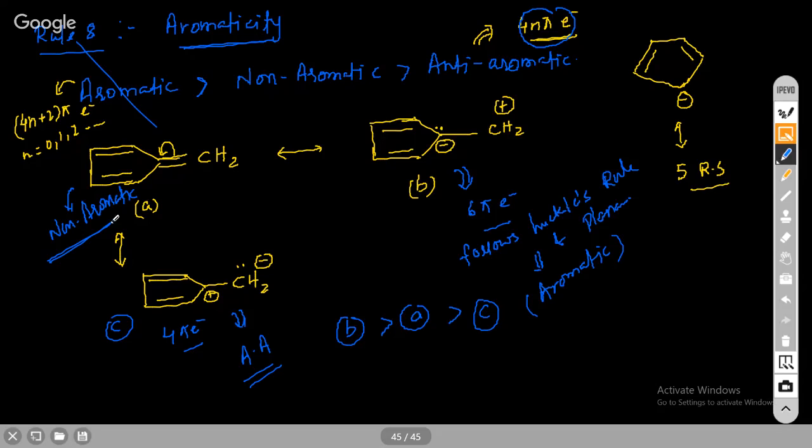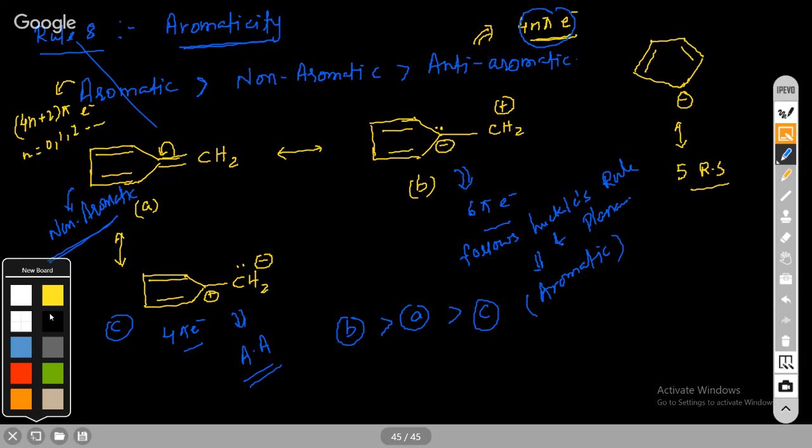Okay. Now one last thing we'll discuss on aromaticity. Just one example we'll see here. Like I said, there are compounds which follow Huckel's rule but are not aromatic. One example you must keep in mind, and the example is this.